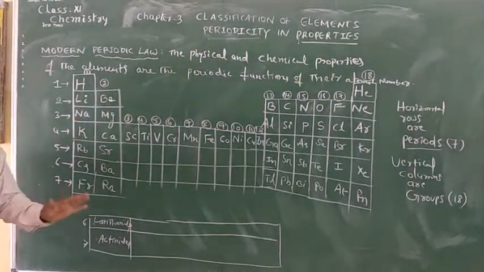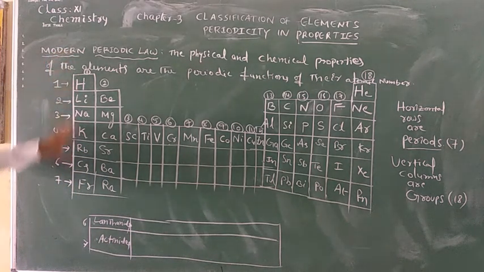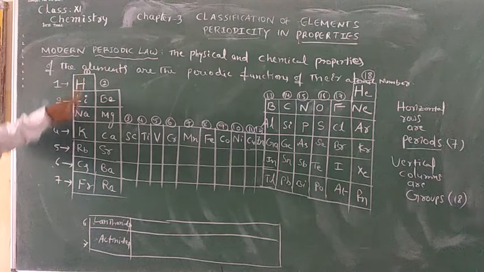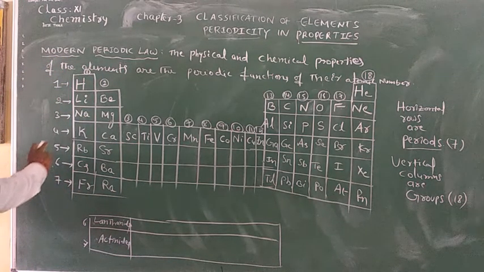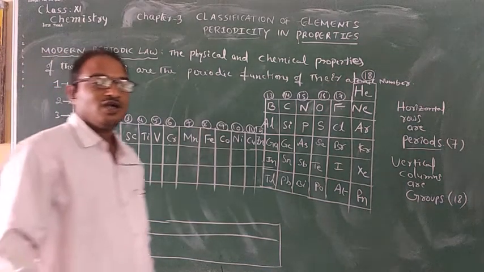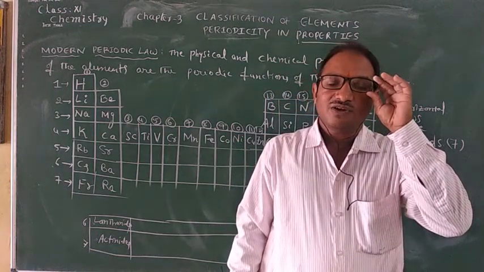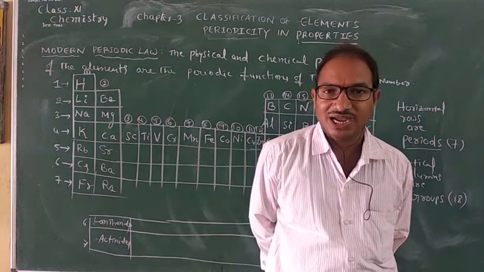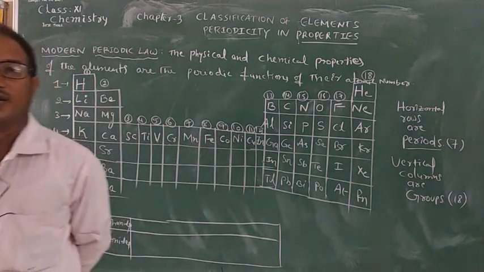This is the basic information that I am giving. So what are groups? Vertical columns are groups, like these vertical columns. Horizontal rows are called periods. So in the modern periodic table, how many groups and how many periods are there? 18 groups and 7 periods are present in the modern periodic table.